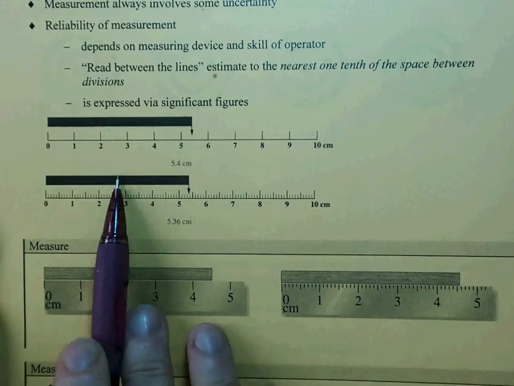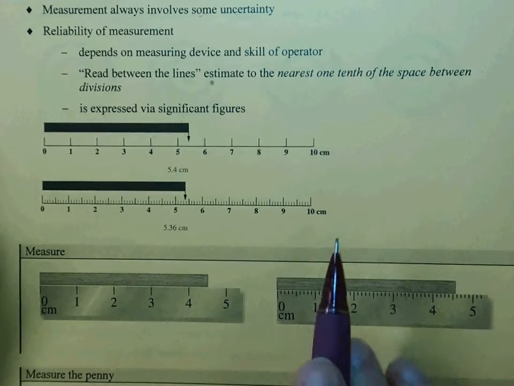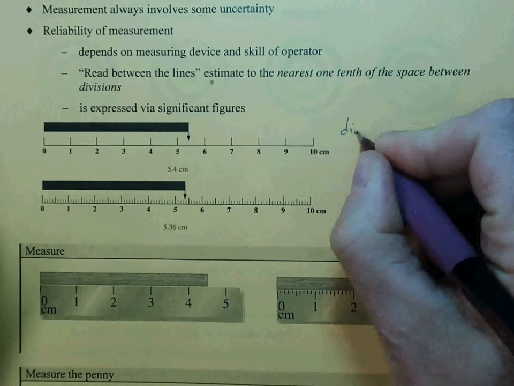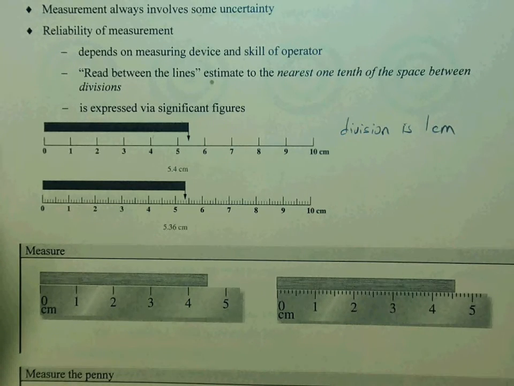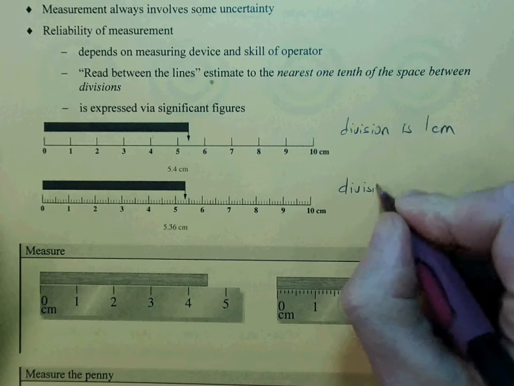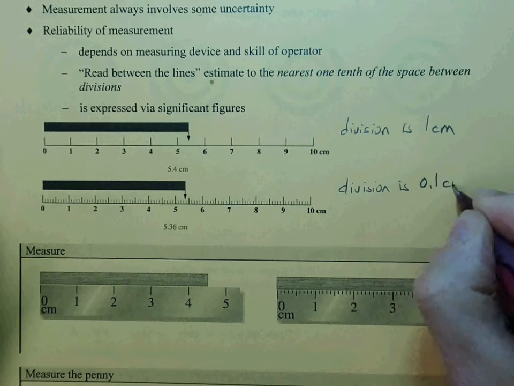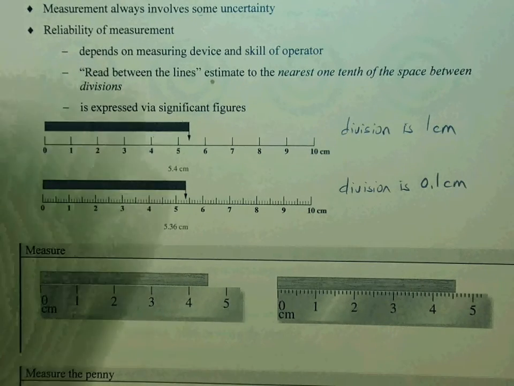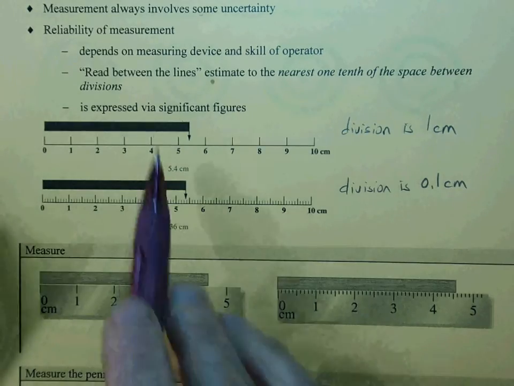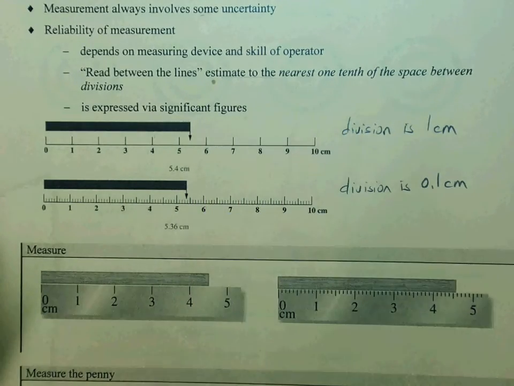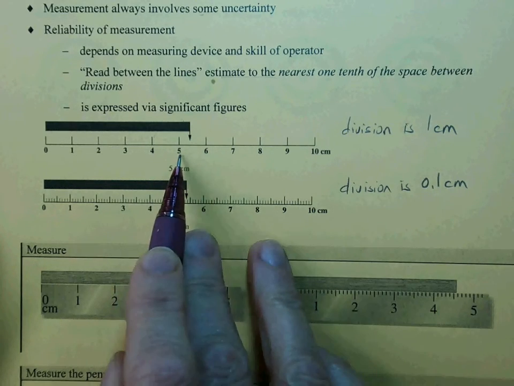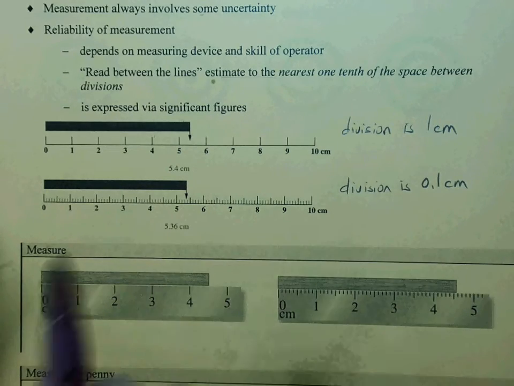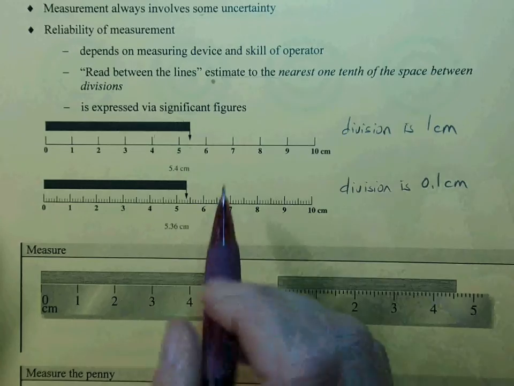For example, if we look at this bar that we can measure with two different measuring devices, the first has divisions where each division represents 1 centimeter in length, and in the second one, each division is 0.1 centimeters. When we obtain a measurement, we need to read between the lines, i.e. estimate to the nearest 1/10 of the space between the divisions. For example, this bar measured by this ruler is somewhere between 5 and 6 centimeters.